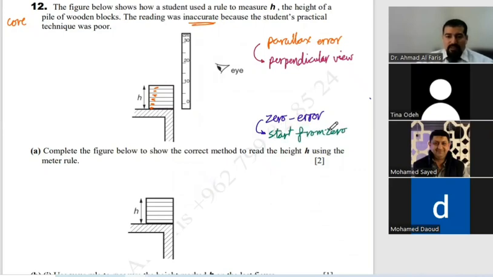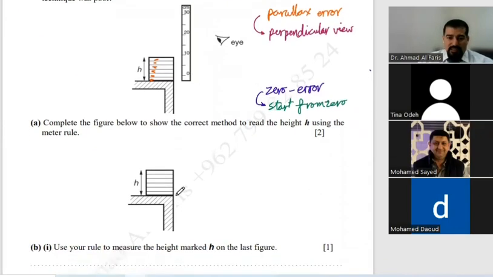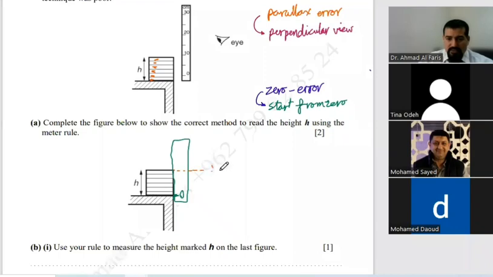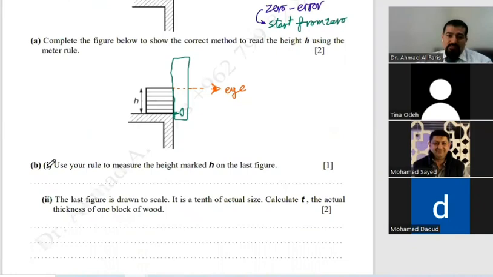So if I need to fix these two problems to get the 2 marks, I need to put the ruler exactly here. This is the 0. And this is the ruler, for example. And I need to put my eye in a perpendicular view to the ruler in this position. This is my eye, to have a perpendicular view to avoid the parallax error. So in this situation, I solved the 2 errors, the 2 poor practical techniques, and I removed the zero error because the ruler starts from 0, so I have to put the 0 at the same beginning of the height. The second step, I have to have a perpendicular view with the ruler. So that's part A of this question.